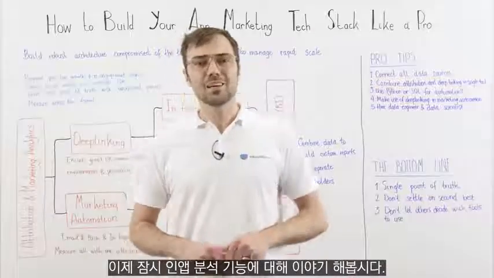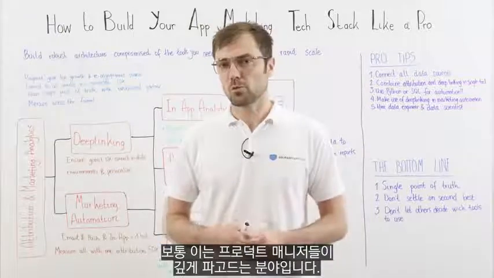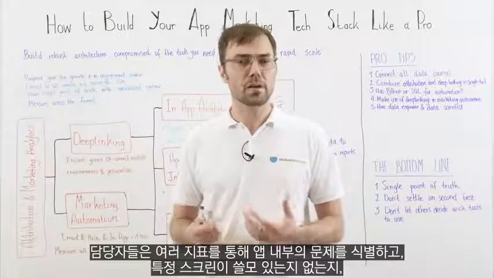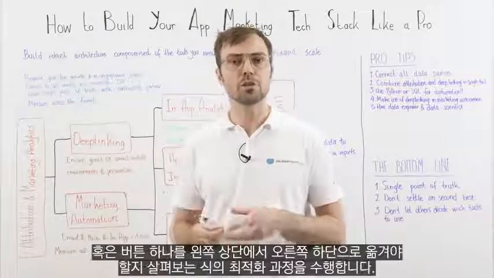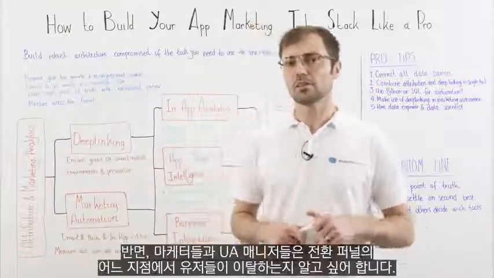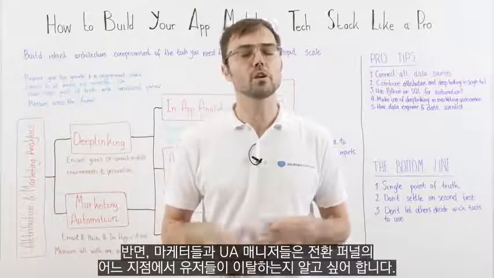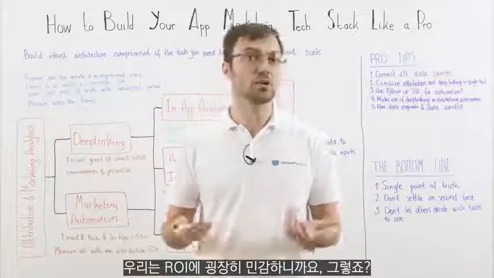So let's talk about in-app analytics for a moment. Usually this is something product managers work with very deeply. They use that to identify problems within the app. They use it to see if a certain screen is useless or it's very helpful. Should they put a button from the top left to the bottom right? These kind of things. But as a marketer, as a UA manager, you might also want to understand where your users drop off in the conversion funnel, because you are very ROI driven, aren't you?